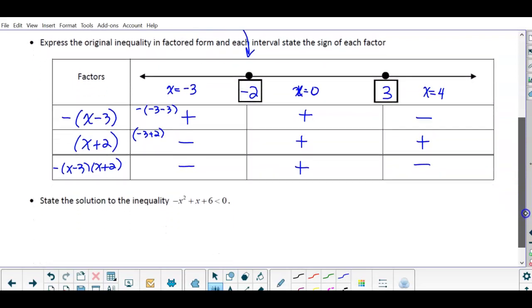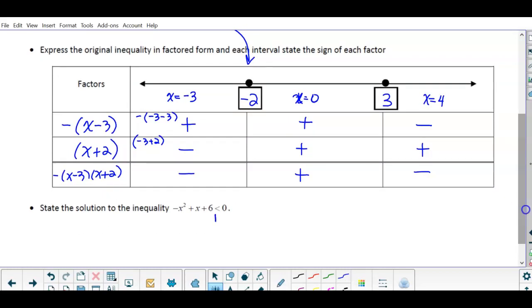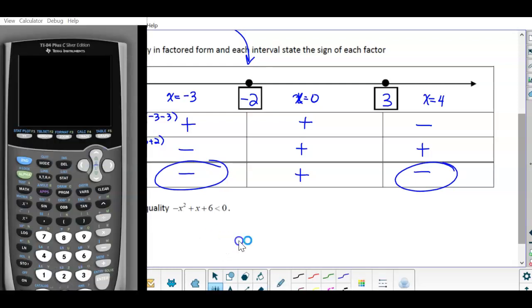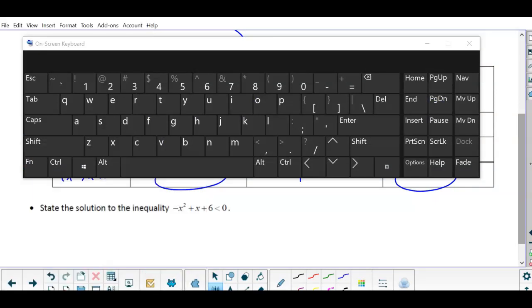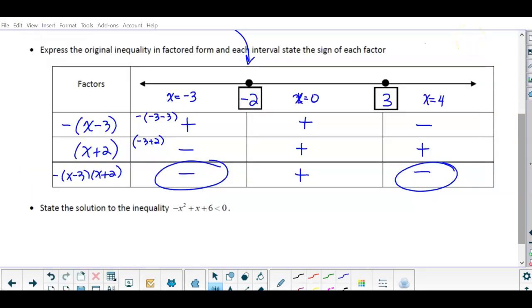Okay, so solutions. So when is the result here in the last row less than 0? So in this one and this one. Okay, so where is it negative? On the number line, it's going to be open circle this way, so x less than -2, and then open circle here to the right, x greater than 3. All right.